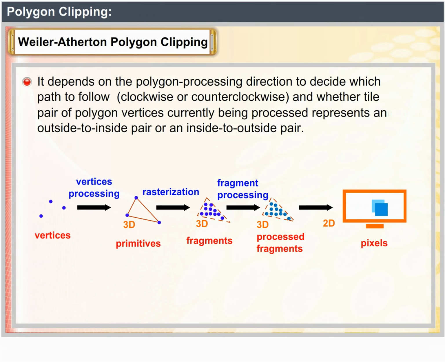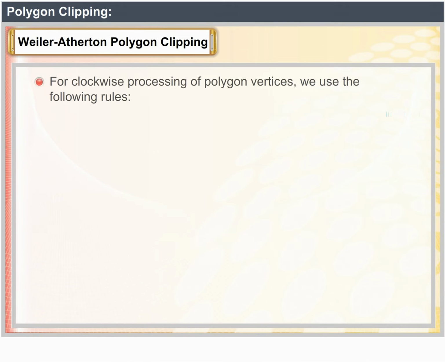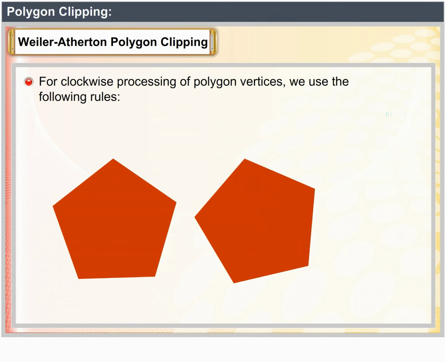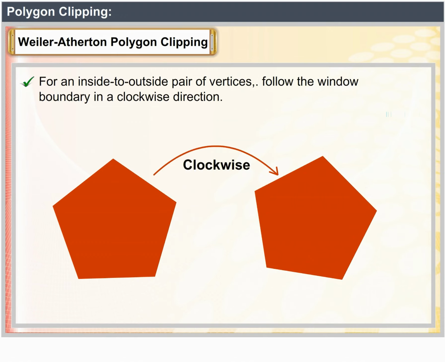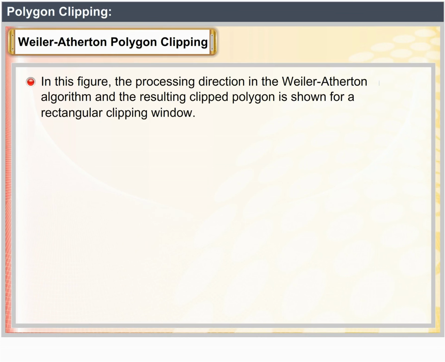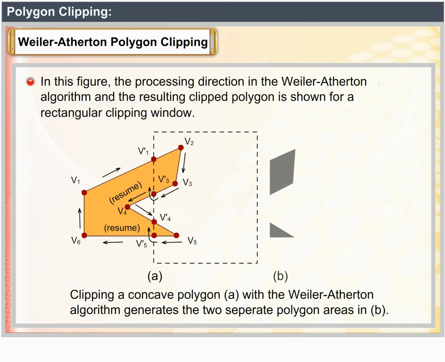Which path we follow depends on the polygon processing direction, clockwise or counterclockwise, and whether the pair of polygon vertices currently being processed represents an outside to inside pair or an inside to outside pair. For clockwise processing of polygon vertices, we use the following rules. For an outside to inside pair of vertices, follow the polygon boundary. For an inside to outside pair of vertices, follow the window boundary in a clockwise direction. In this figure, the processing direction in the Weiler-Atherton algorithm and the resulting clipped polygon is shown for a rectangular clipping window.